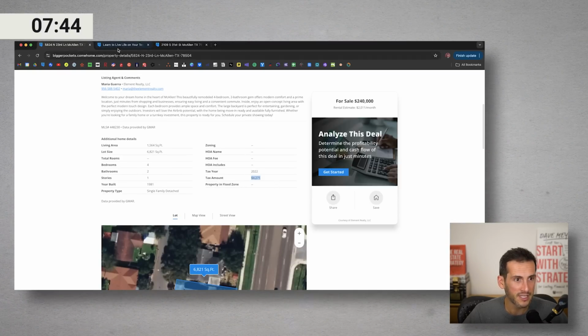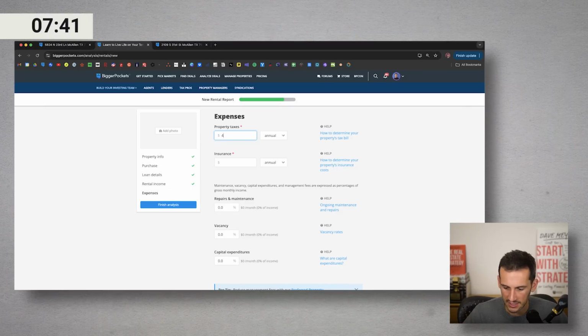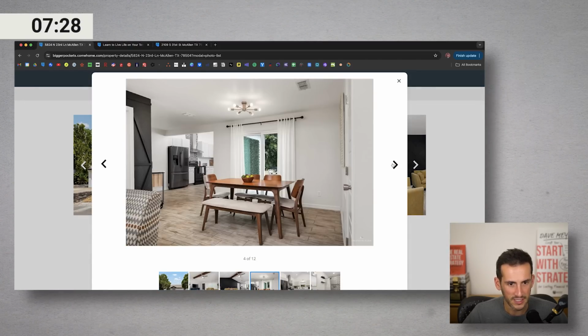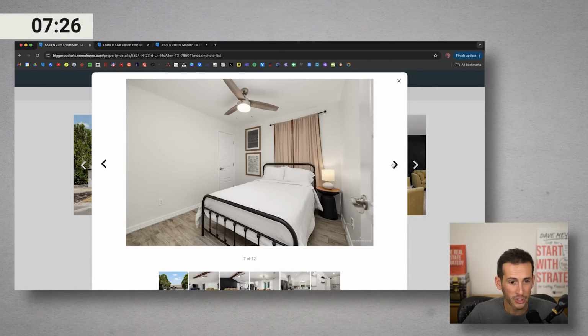Look at that, $42.71. So that might kill this deal. Let's just see, $42.71. And then insurance on a property like this is usually like $1,300, so I'm going to assume that. Next, for repairs and maintenance, let's just look this over. I think this looks pretty nice and like it was recently renovated. Yeah, this is a super nice place.